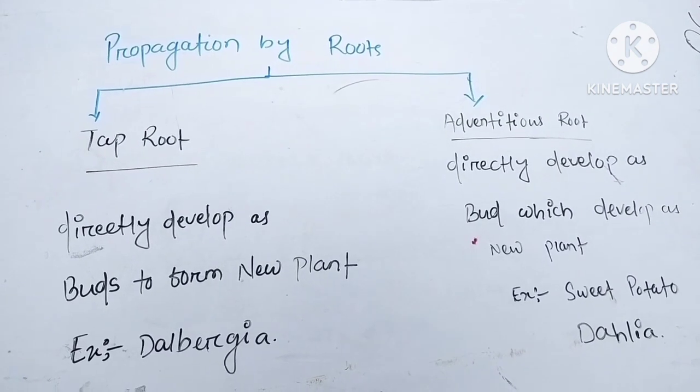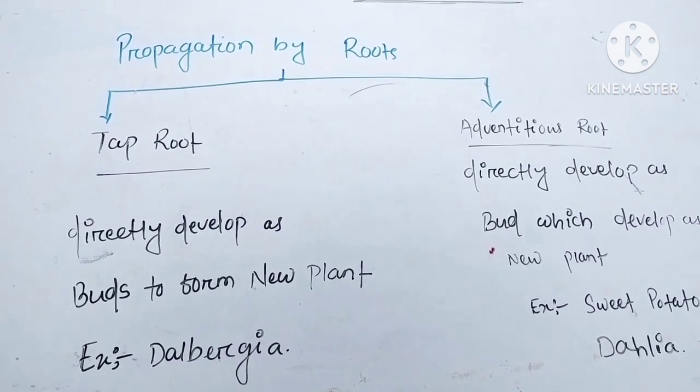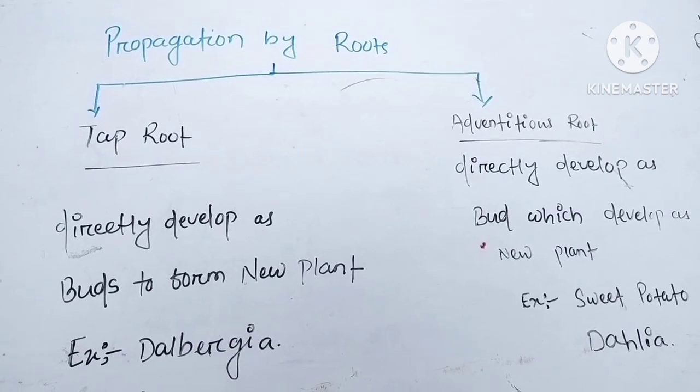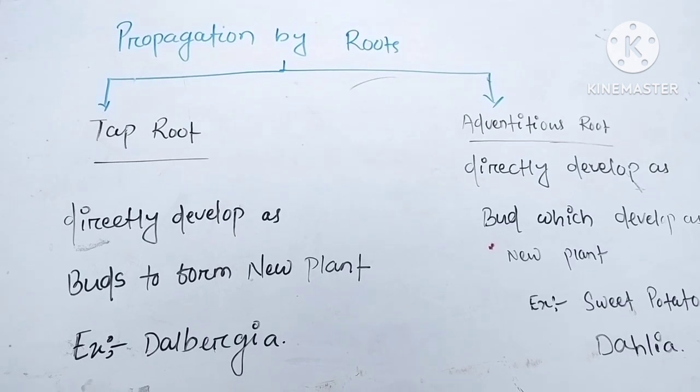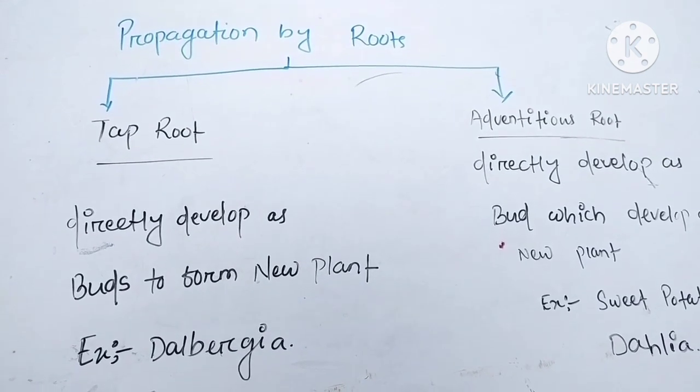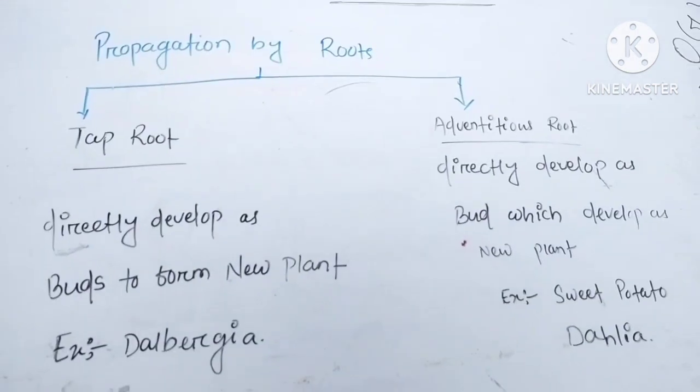Let's start with propagation by the roots. As you know, the root is developed from the radicle. A seed has two parts, one is the radicle, another one is the plumule. The radicle in future can develop as the root, and roots are of two types. One is the tap root system, another one is the adventitious root system.